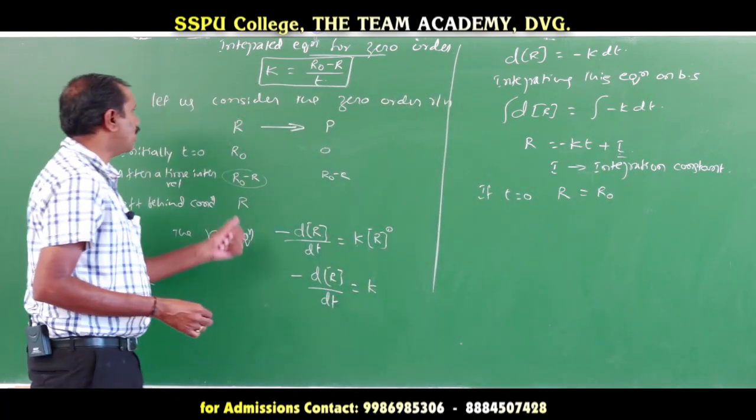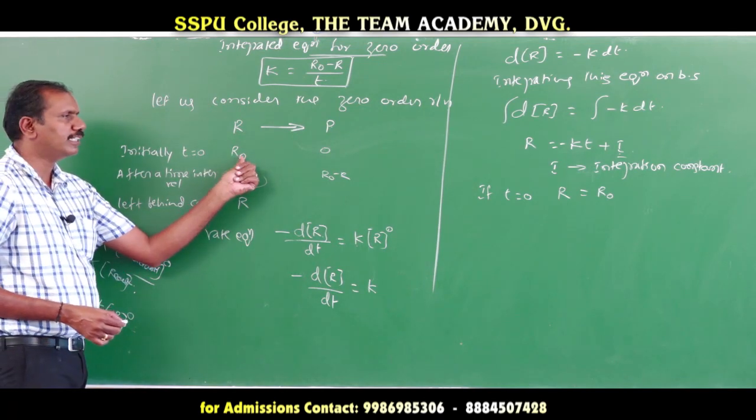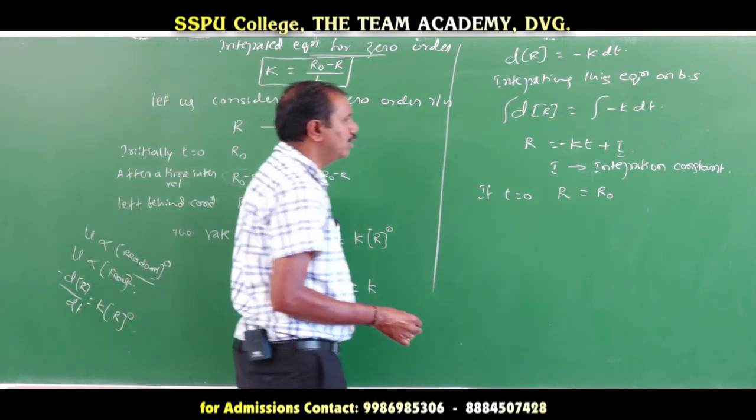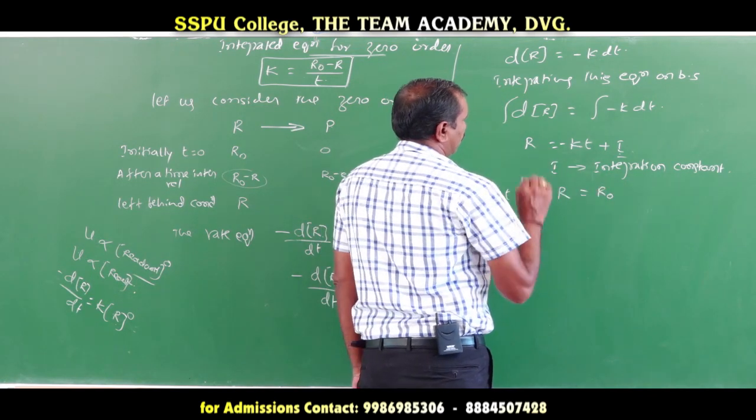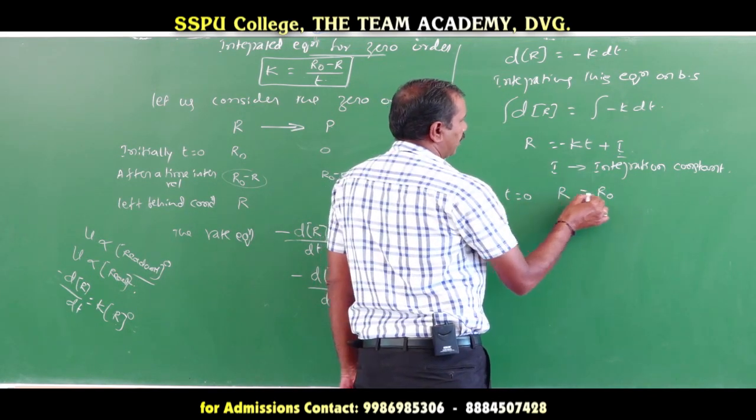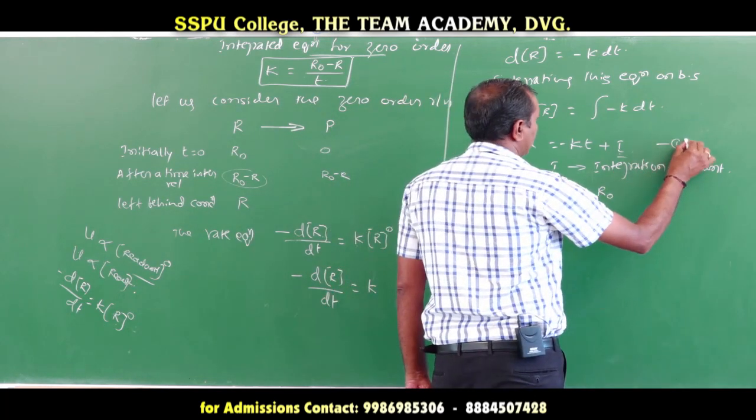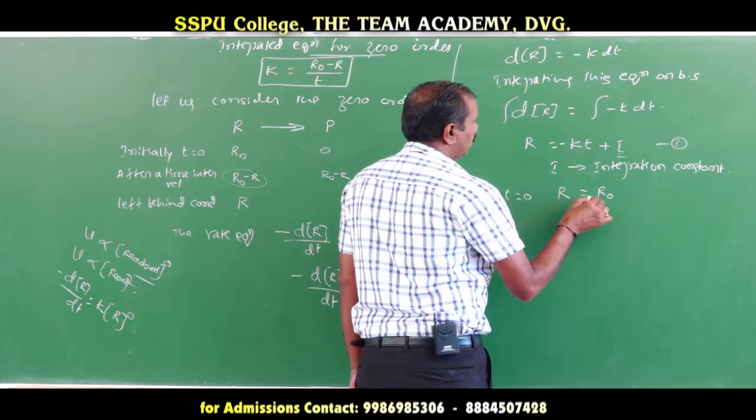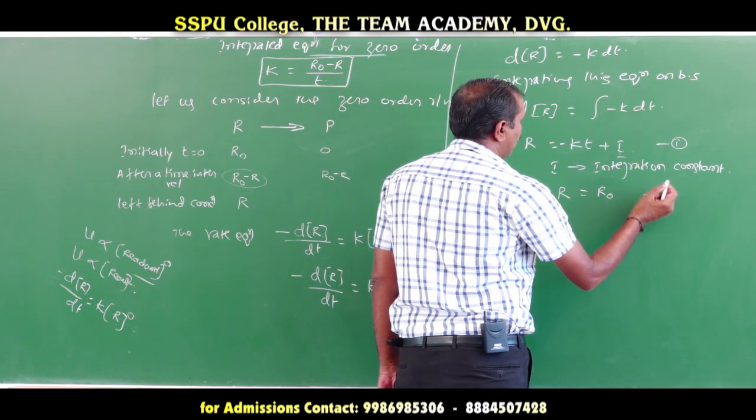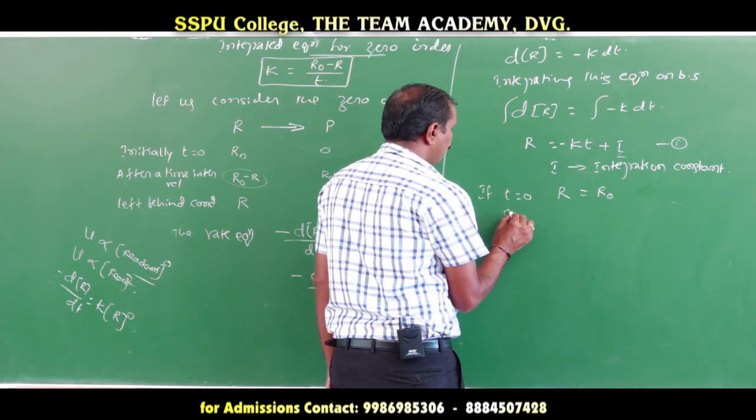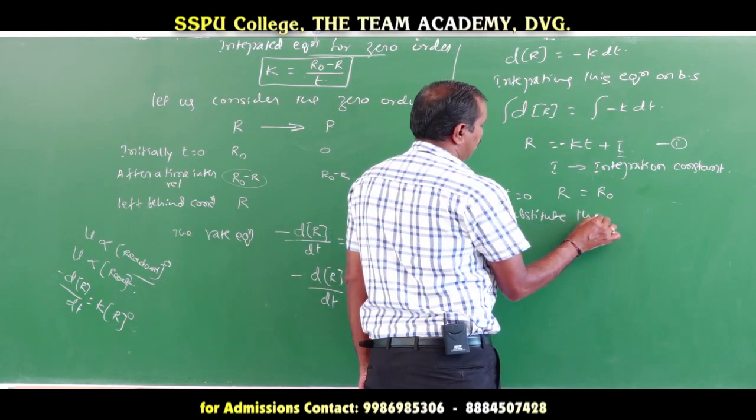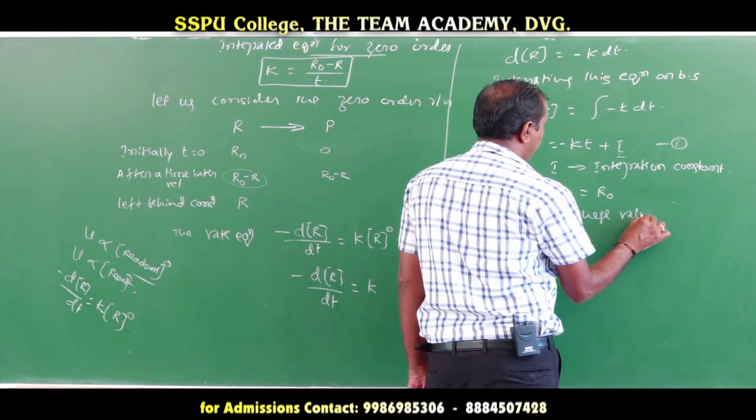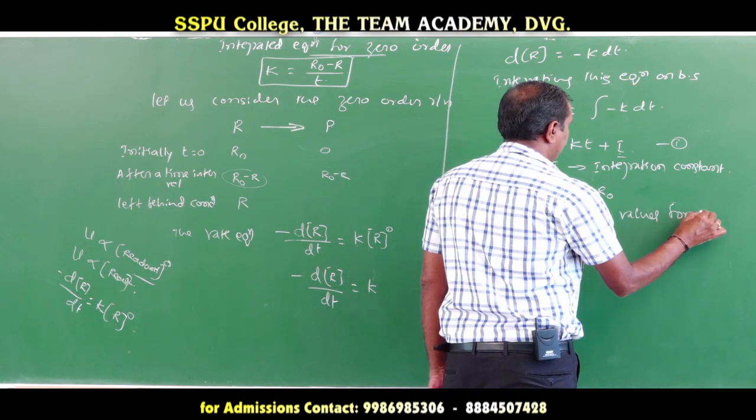The value of R becomes R naught, the initial concentration of the reactant. Then if t is 0, R becomes R naught. This is equation 1. Then substitute these values, equation 2, into equation 1.